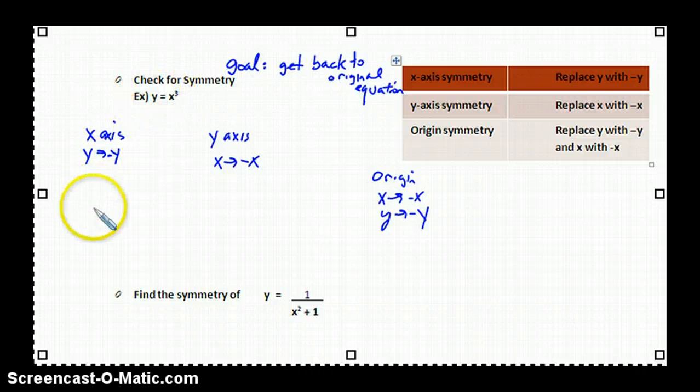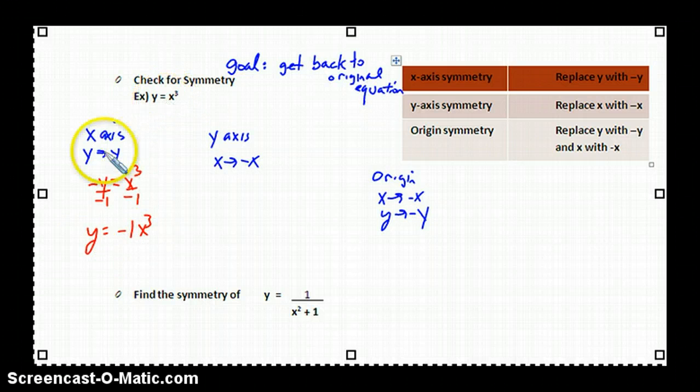So you're going to rewrite the equation where you change the y to a negative y. And now you need to algebraically solve this so you can get back to y equals x to the third. So if I want to get it to be a y equals, I get rid of the negative 1, and I end up with this. That was not my original equation, so therefore I know it's not symmetrical along the x-axis.